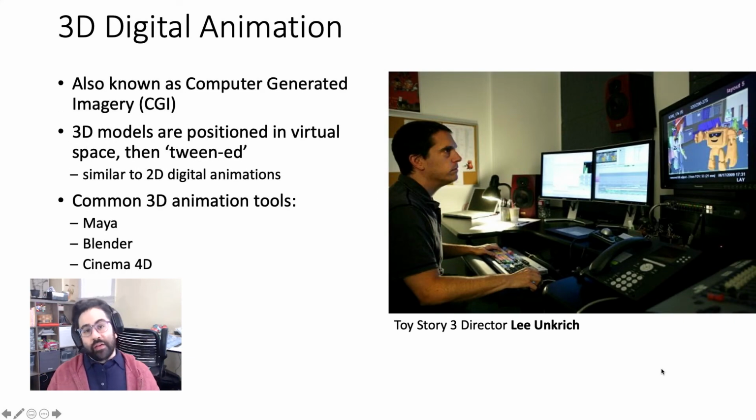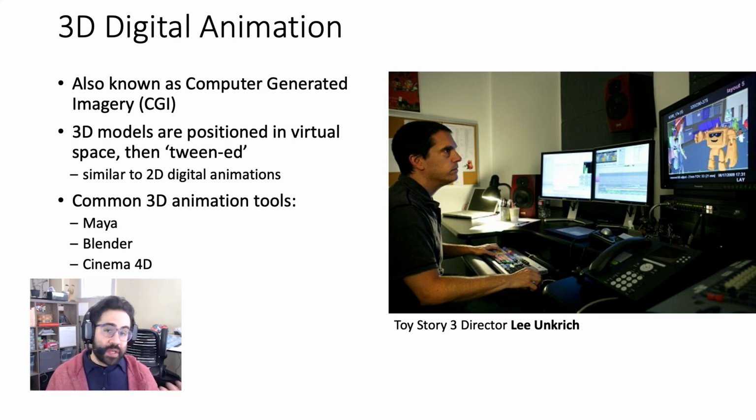Last but not least, we have 3D digital animation. This is also sometimes called computer-generated imagery, or CGI for short. And in this style of animation, 3D models are positioned in virtual space and then tween animated in a really similar strategy to what we would use for making 2D digital animation motion paths.